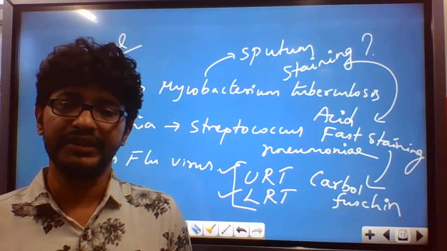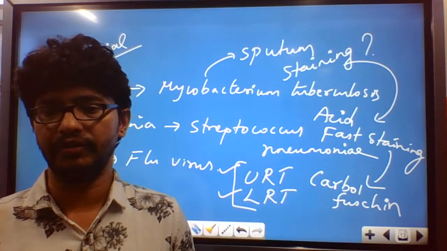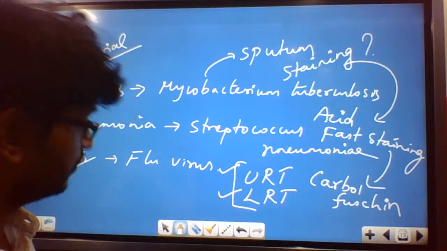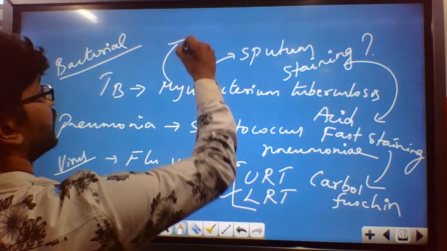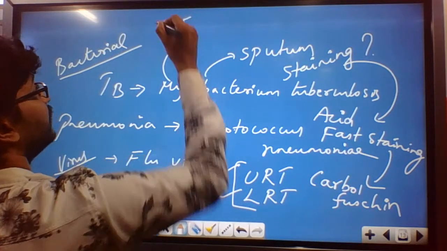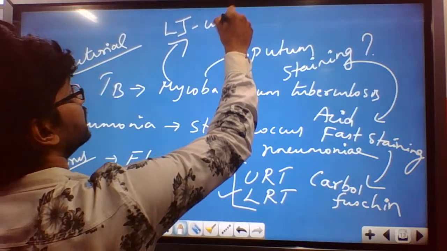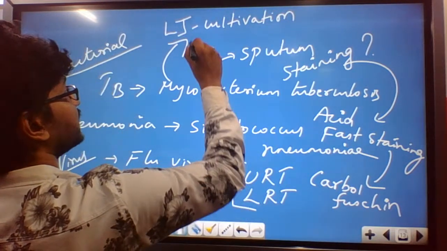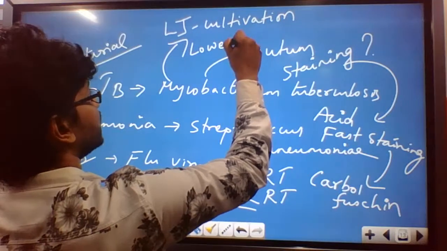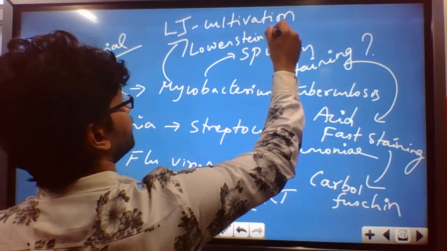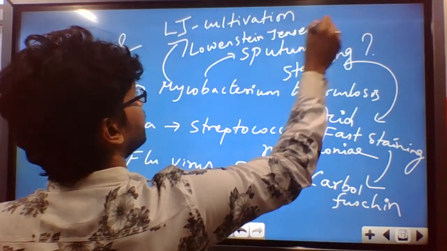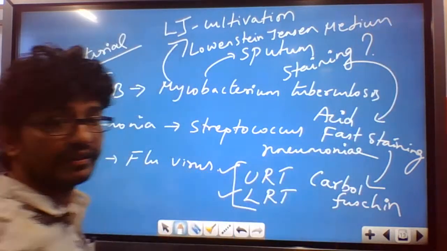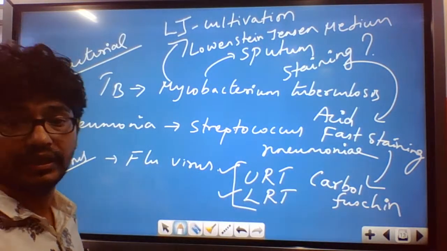We have a specialized medium for cultivation of Mycobacterium tuberculosis, that is LJ medium. So the medium for the cultivation of Mycobacterium is LJ medium. LJ stands for Lowenstein-Jensen medium. This is a special medium for the cultivation of Mycobacterium tuberculosis.